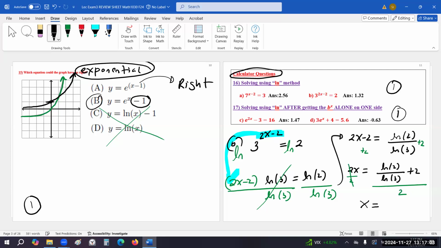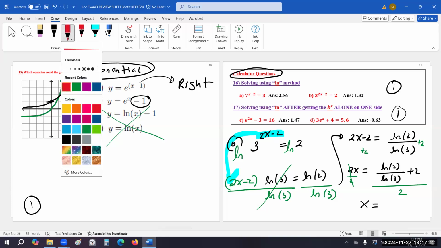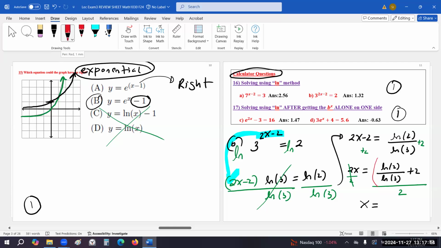And then we go to the calculator. If your calculator doesn't have a fraction option, you need to put parentheses on the top and then divide by the denominator. Make sure you play with your calculator, not with your phone. In the exam, you cannot use your phone. So if you forget to bring a calculator, you are doomed. So make sure you bring your calculator to the exam.